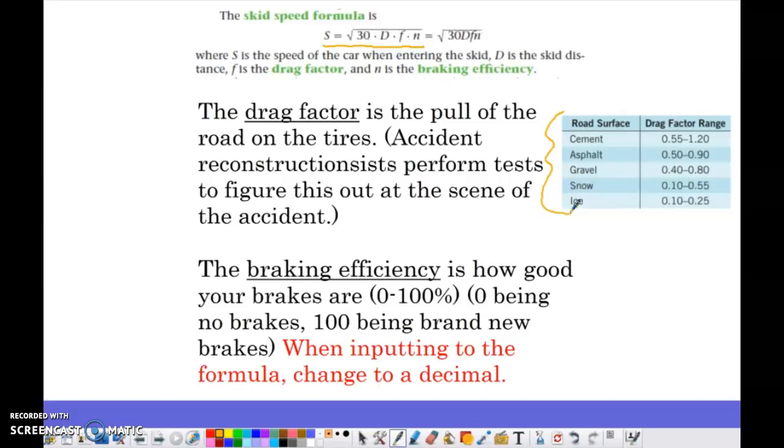The next one is the braking efficiency. This is something that you would have to go to your mechanic for, and they're going to tell you how well your brakes are working. They usually give you a percentage on that, 0 being that you have no brakes, 100% meaning that you have brand new brakes. When we're putting this into our formula, we have to make sure that we change our percentage to a decimal. So S equals the square root of 30 times my skid distance times my drag factor times my braking efficiency.